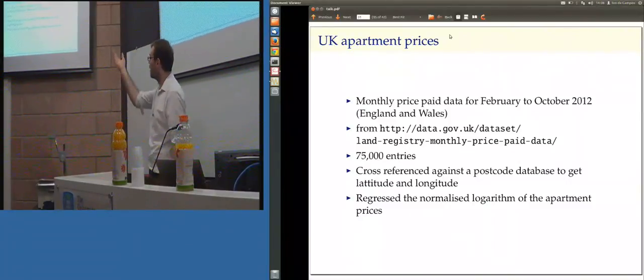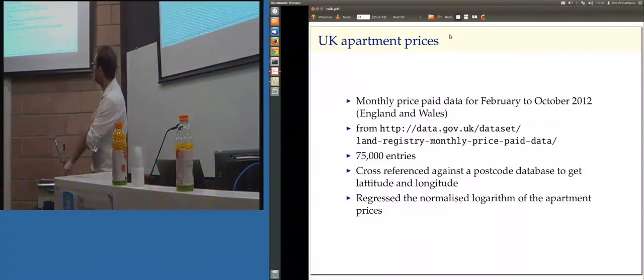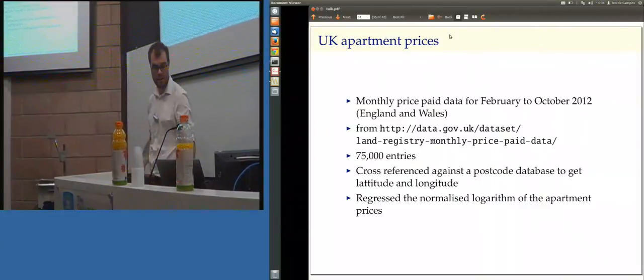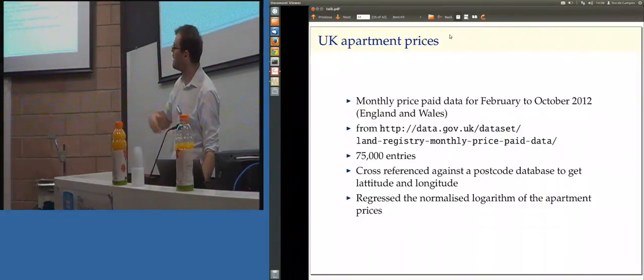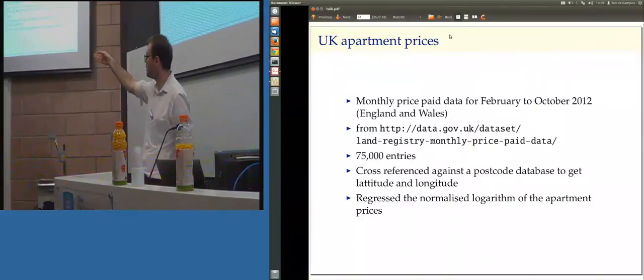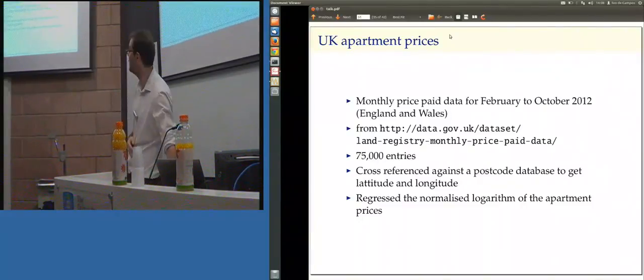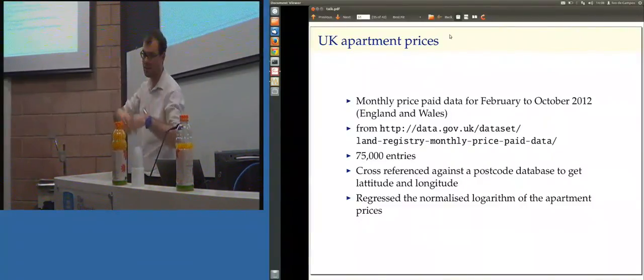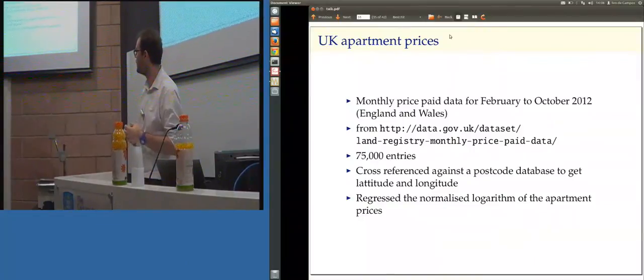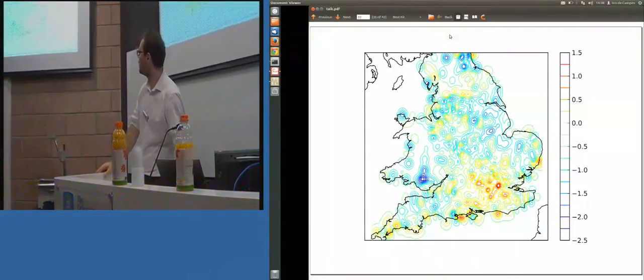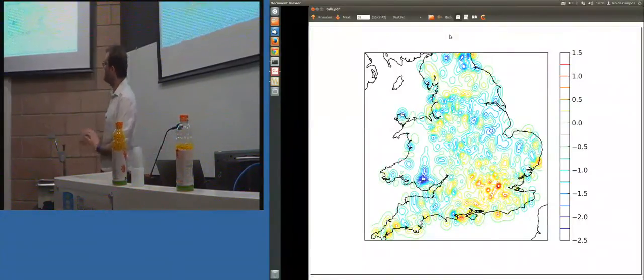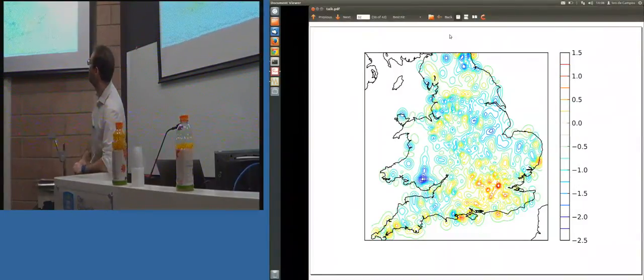Okay, so the government kindly provided us with the cost of housing in the UK, which I thought would make a nice plot. There are 75,000 apartments that were sold during this period that they released the data for. So I cleaned the data and ran it against a latitude-longitude database, which I think might have come from Peter's website actually. And we get a map like this. This is the normalized logarithm of the cost of an apartment in the UK. And now you can see why none of us live in London.